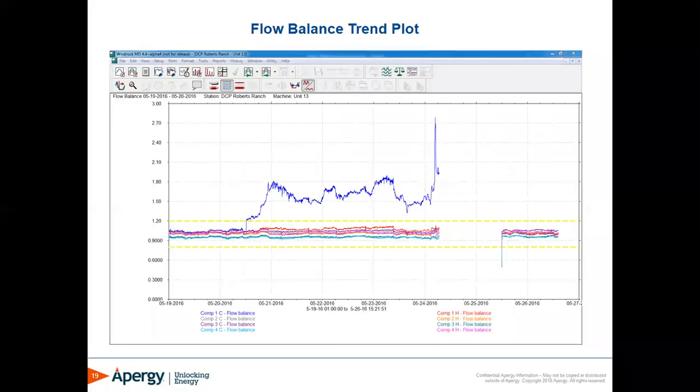So case study number 1, starting off with a flow balance trend plot here. I'm sure, as many of you know, a perfect flow balance would be 1. Higher than 1 typically suggests a suction valve leak, and lower than 1 typically suggests a discharge valve leak. We can see here that cylinder 1 crank-end flow balance began leaking on about 5/20. You can see it slowly rising here over a few days.